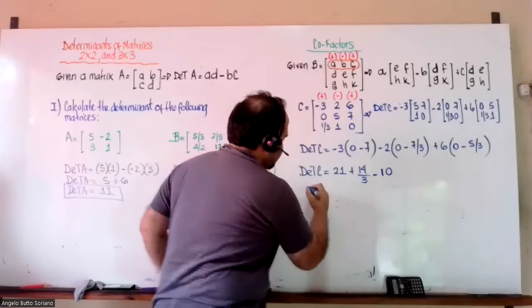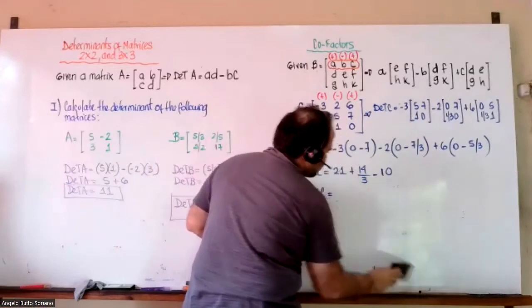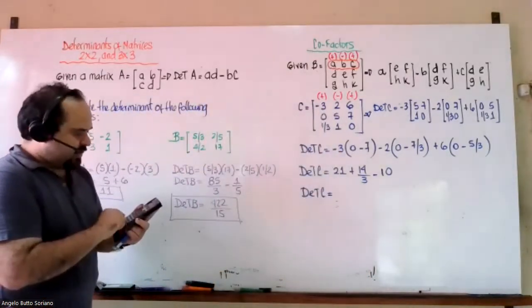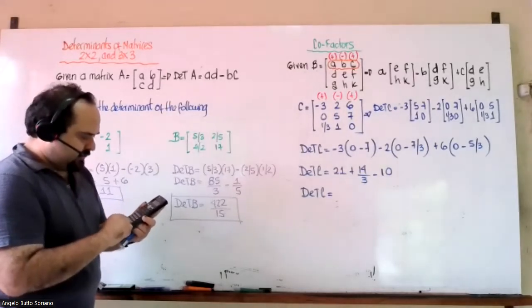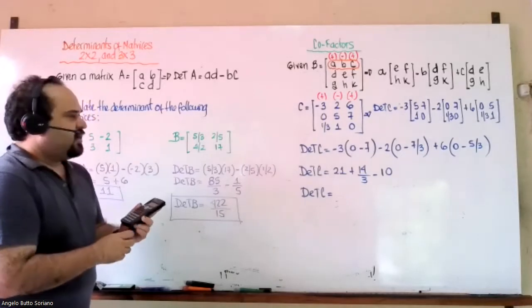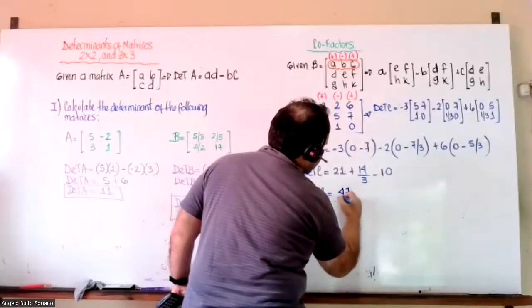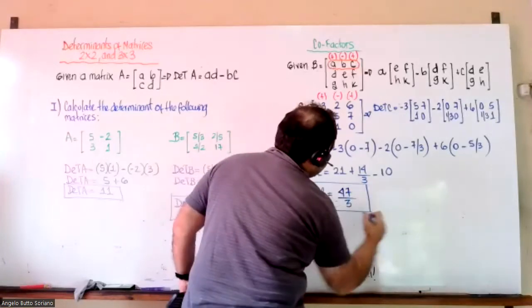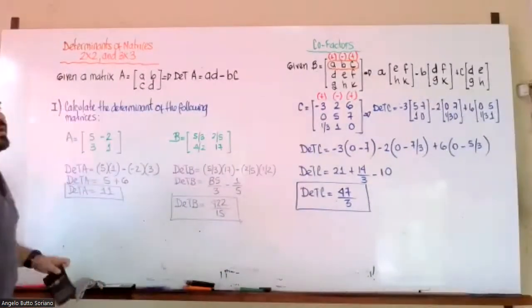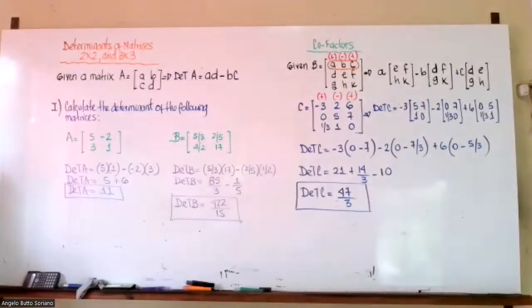Okay, and let's finish this. Determinant C will be equal to 21 minus 10 plus 14/3. The solution will be 47/3. And this is going to be the answer for the determinant C for the first technique, cofactors. Okay. Do you have some doubts or questions so far?